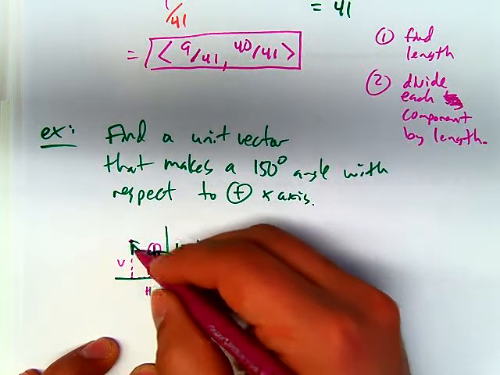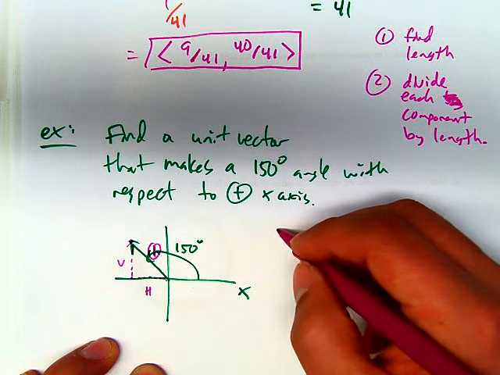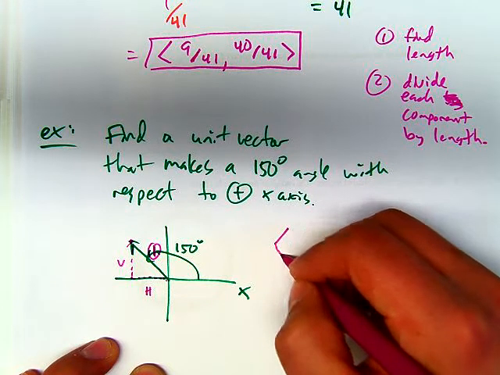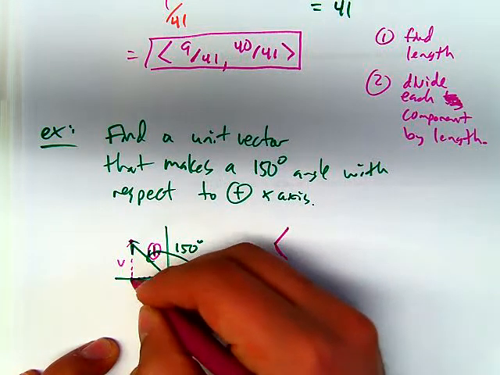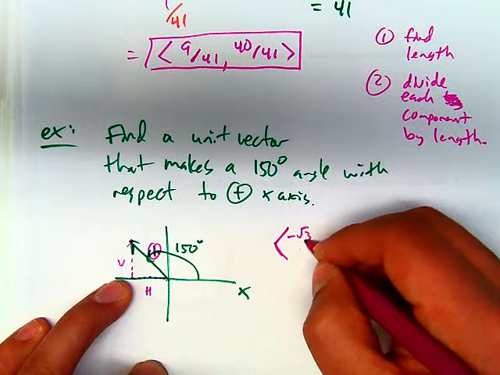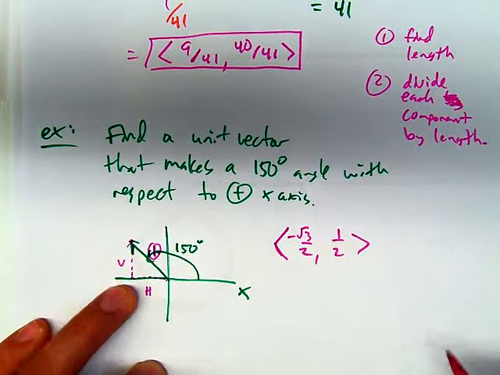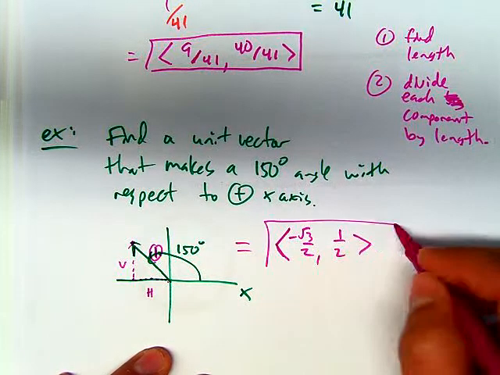Hopefully you guys already see this. This is just the unit circle, 150 degrees. We know the coordinates here. The horizontal component, which really represents the x-coordinate, would be negative root 3 over 2, and the vertical component would have to be 1/2. So we're done.